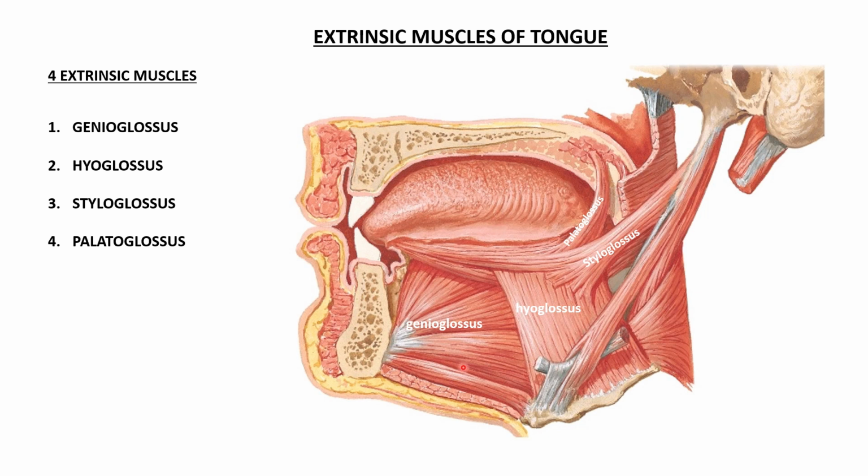The first muscle to be learned is genioglossus muscle. This is a large fan-shaped muscle which forms the main bulk of the tongue. The bulkiest muscle of the tongue is genioglossus muscle. Remember, this genioglossus muscle is arising from genial tubercle of mandible.